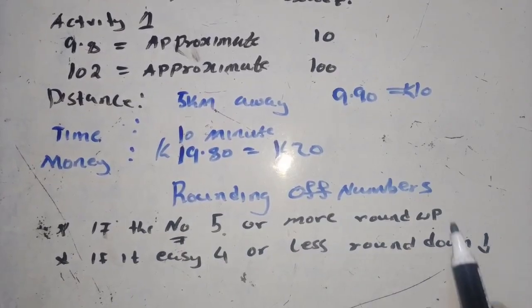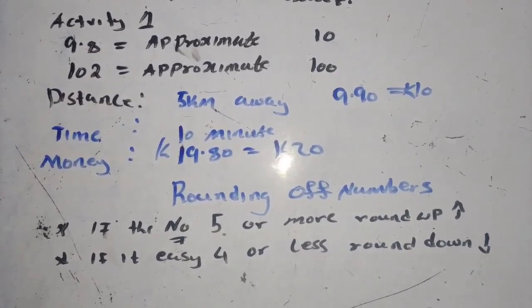So just remember this with my arrows. When the number is 5 or greater, just remember the up arrow, which means round up. And if it's less than or equal to 4, just know that I should round it down.